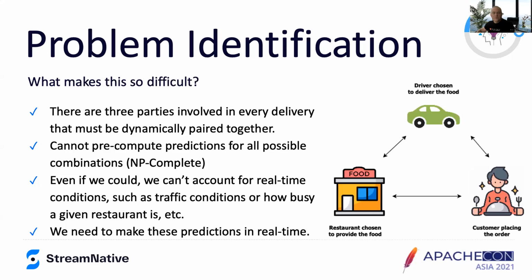But why is that problem difficult, right? There are basically 3 parties involved in every delivery that are dynamically paired together. So we can't pre-compute all these predictions for all possible combinations, right? It's an NP-complete data set.